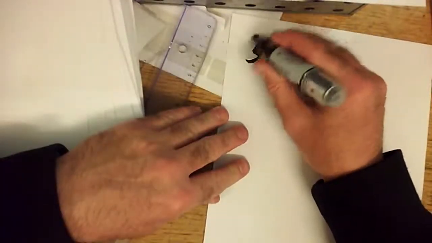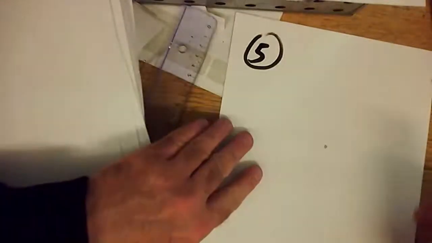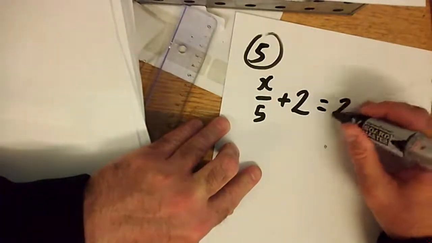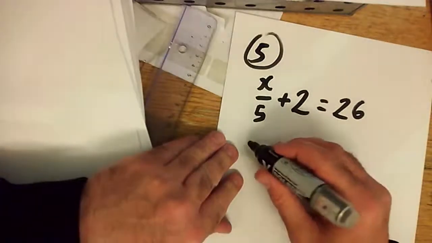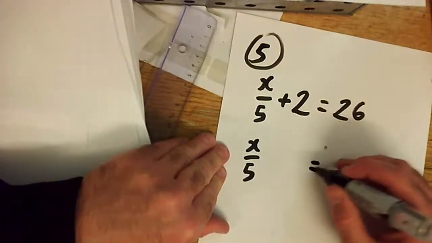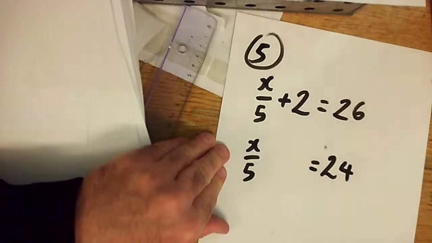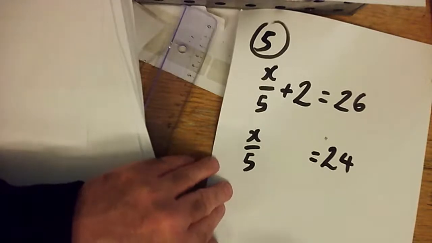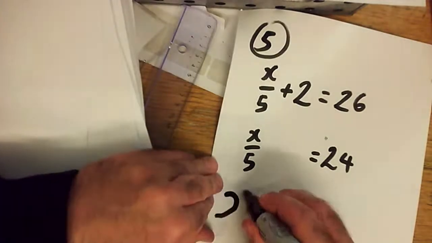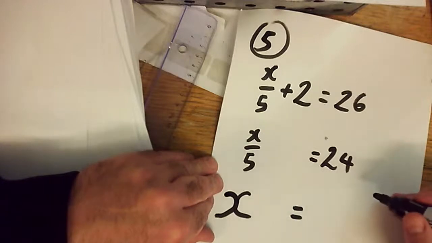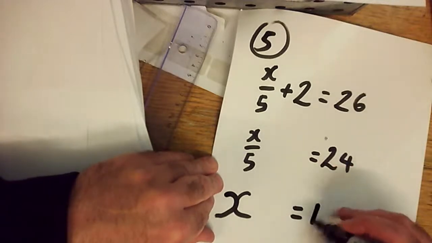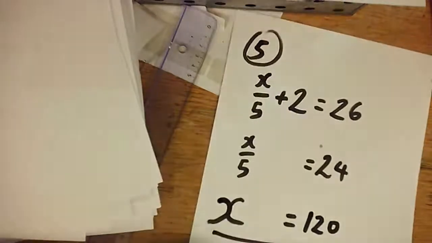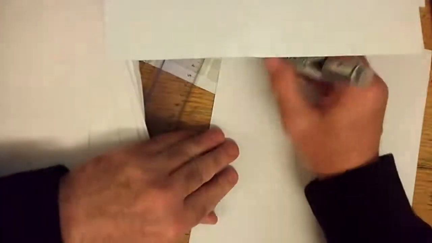Okay, number 5. X over 5 plus 2 equals 26. I'm going to take away 2 from both sides to get the bit with x on its own. So taking away 2 from both sides, x over 5 equals 24. I don't want to know what x over 5 is. I want to know what a whole big fat hairy x is. So I'm going to multiply by 5 to get a whole x. And if I multiply by 5 the other side, x equals 120. Number 6.